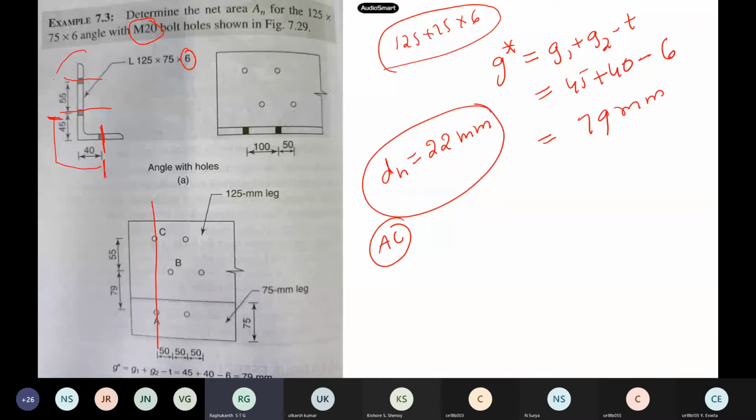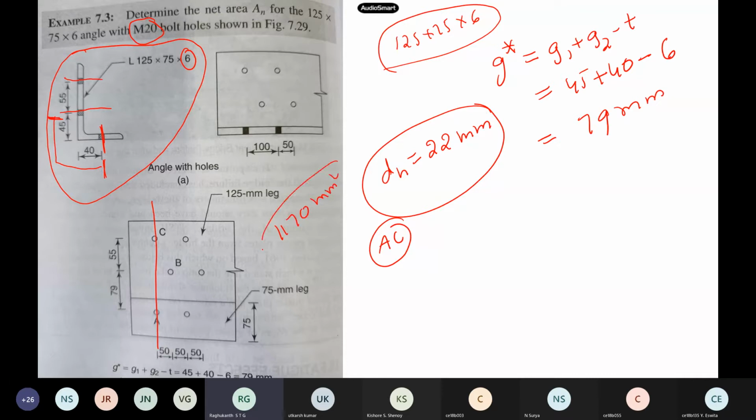The area of this angle section, where do you get it? How do you find out the area of these angle sections? The gross area, where do you get this? From the steel table. Already steel tables all of you are having. You just go to that one, 125 by 75, this is the unequal legs. So you will automatically get the gross area. I think gross area is 1170 it seems.